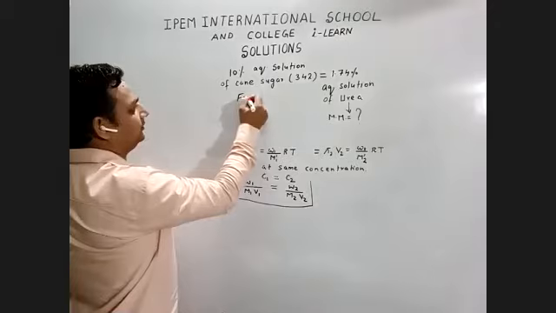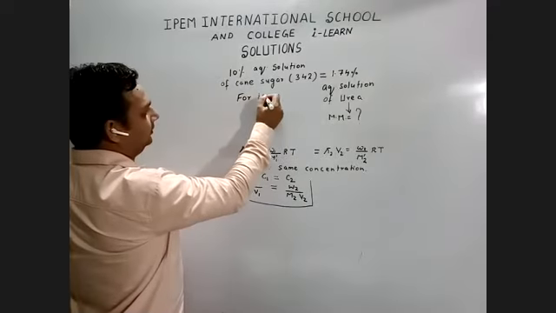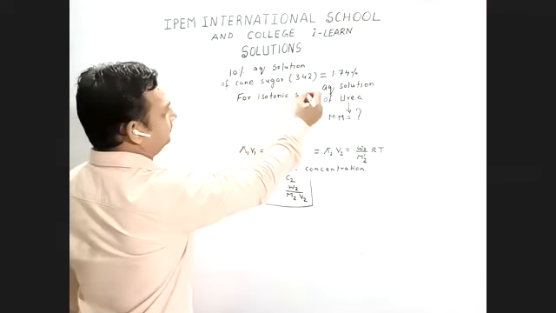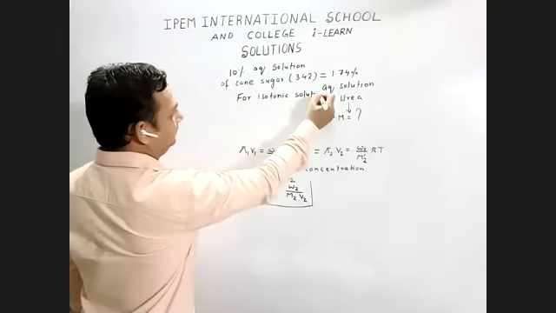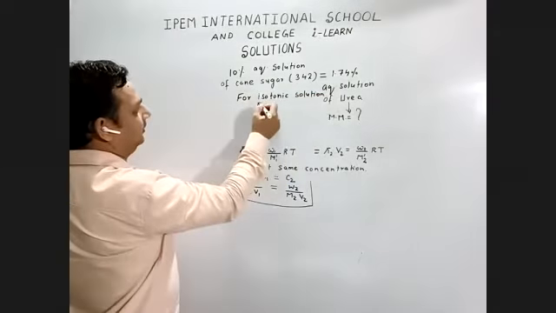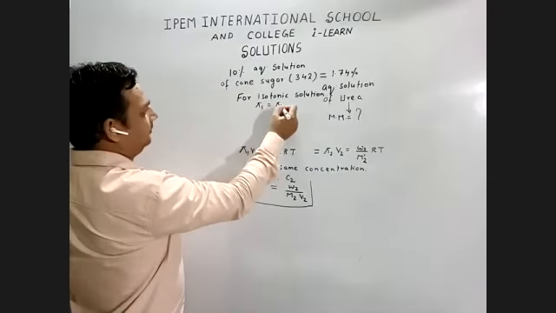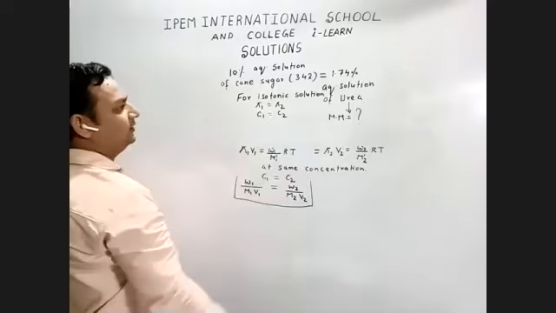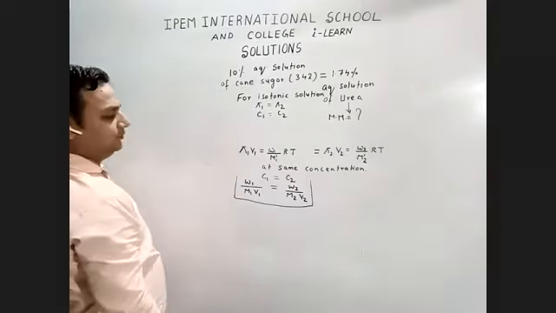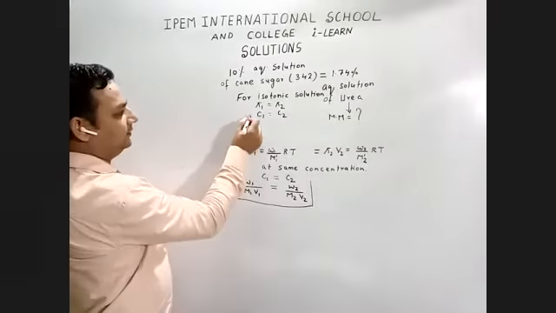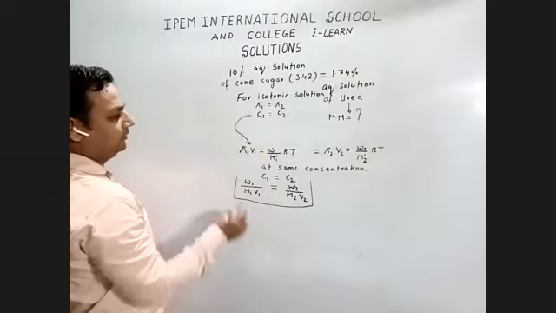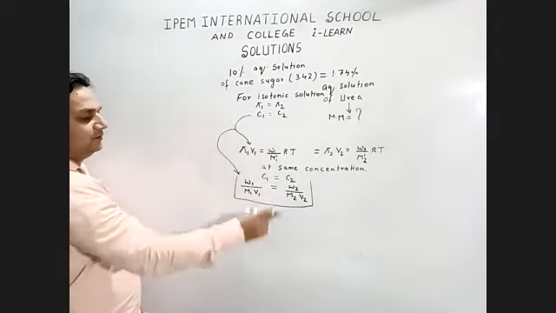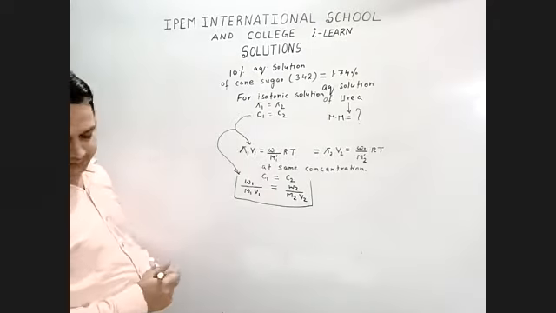For isotonic solution, how do you have to solve it? For isotonic solution, phi 1 is equal to phi 2, C1 is equal to C2, and then this formula will become W1 upon M1 V1 is equal to W2 upon M2 V2.